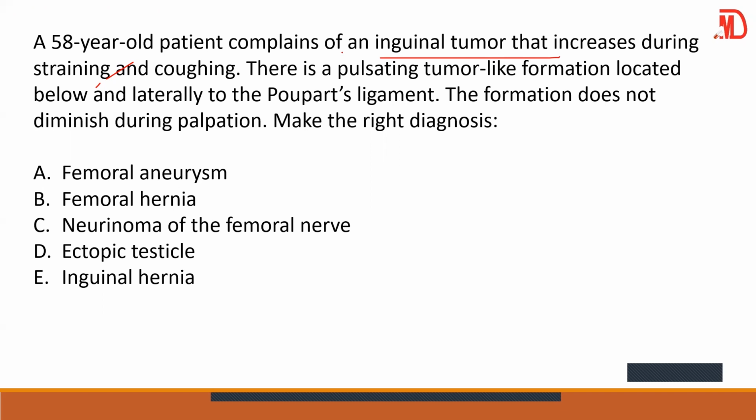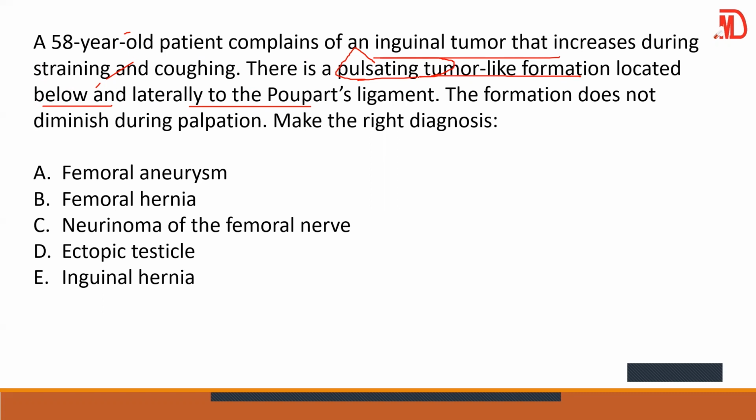Of inguinal tumor. So it's like a tumor or a mass. Now, look at the keyword here. There's what? Pulsating. That's on examination. There is a pulsating tumor-like formation located below and laterally to the pupart's ligament. Pulsating. What organ or what structure pulsates? A vessel. Guys, it's a vessel that pulsates.